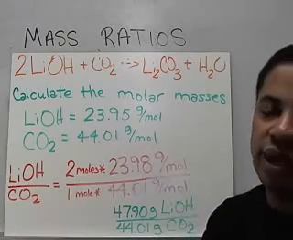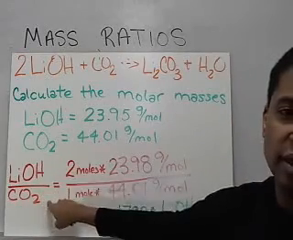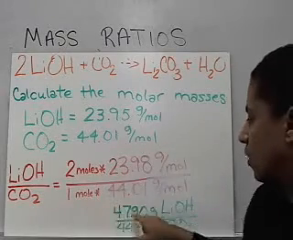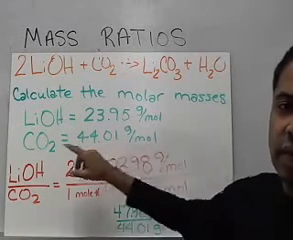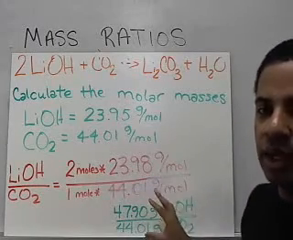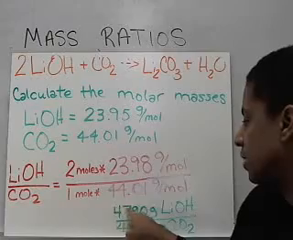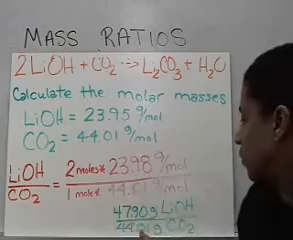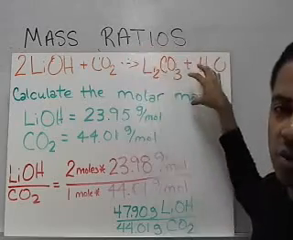The way you calculate your mass ratio is real simple. Since you had 2 moles of lithium hydroxide for every 1 mole of carbon dioxide, that's the same as 2 moles times 23.98 grams per mole, or 47.90 grams of lithium hydroxide. And that's for every 1 mole of carbon dioxide, which is 44.01 grams per mole. And so this is what's called a mass ratio down here. It tells you that for every 47.90 grams of lithium hydroxide that you're going to use, you'll use 44.01 grams of carbon dioxide to make this reaction go forward.